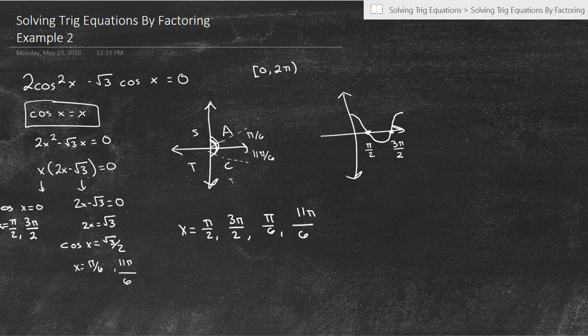So again, what we did here is we changed cosine of x just to x and solved for the factors that way, and then just plugged back in our cosine. And then we just look at our unit circle and figure out what values are equivalent. So you've got to know your unit circle pretty well for these.